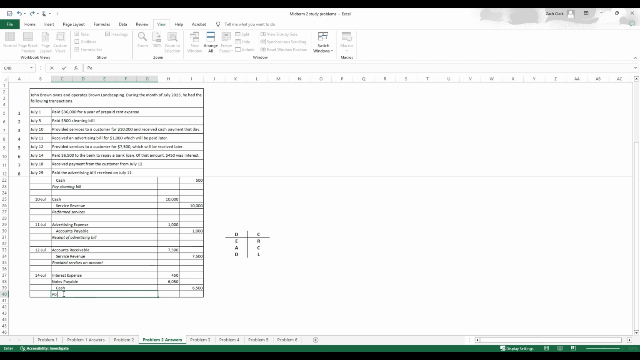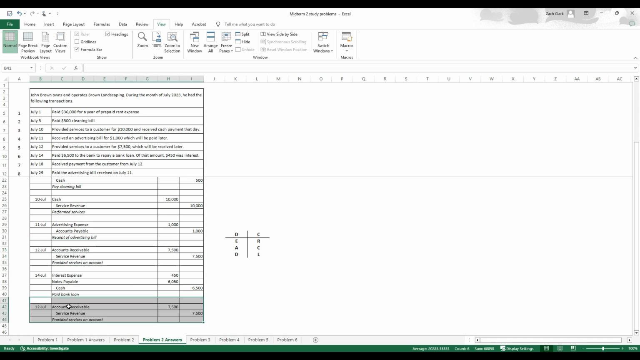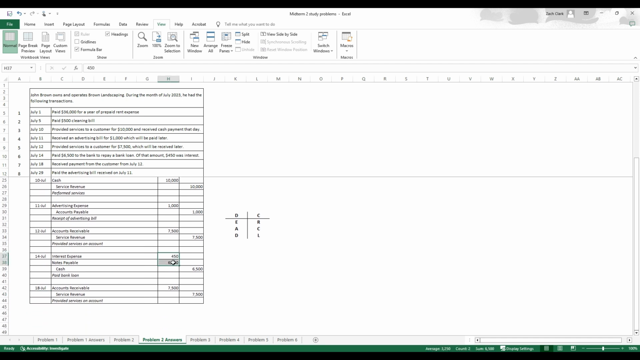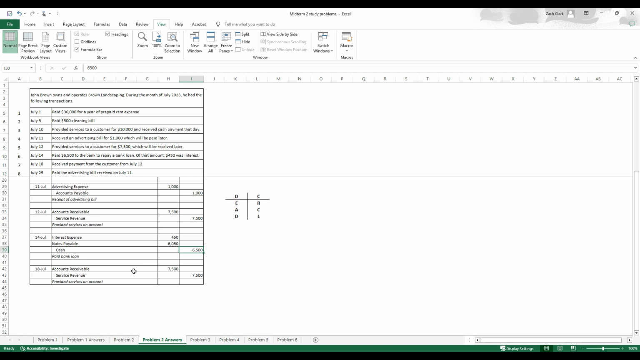And we'll just say paid bank loan. Oh, spelled that wrong. All right. So sometimes journal entries can have 3 lines. It can have as many lines as needed. There's no specific requirement for journal entries to have any set number of debits and credits. They just all have to add up, the debits have to equal the credits. So in this instance, these two together equal 6,500, which is the same as our credit side.